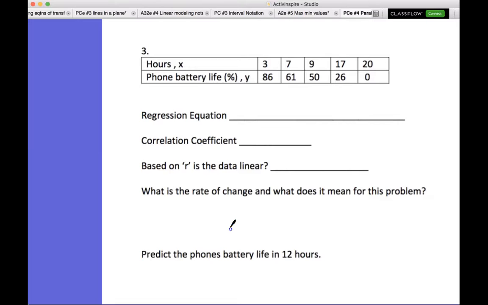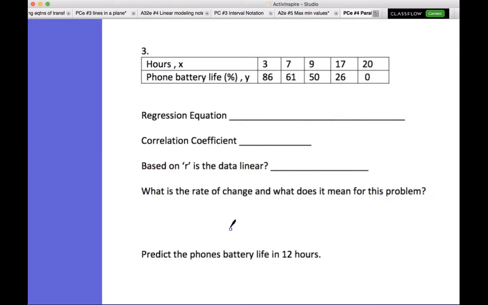I have a question. Yes. So for the correlation coefficient, does the over 0.6 still apply even if it's a negative? Yep. So over 0.6. That's a really good question.